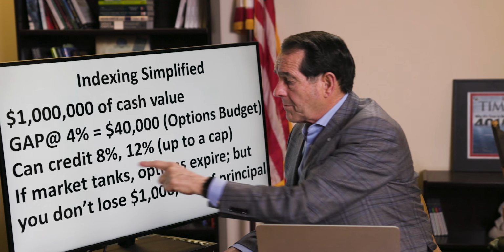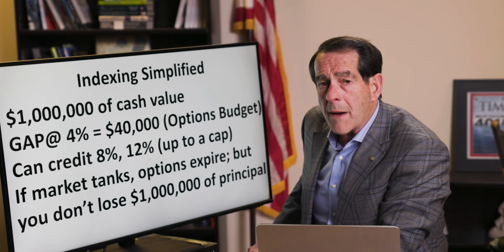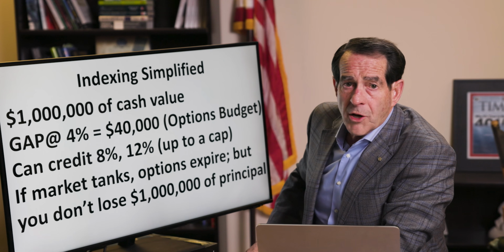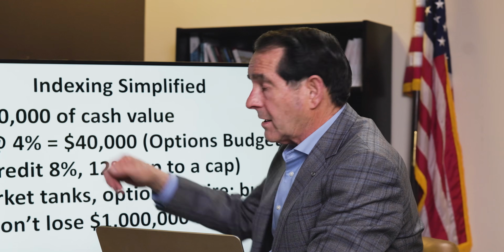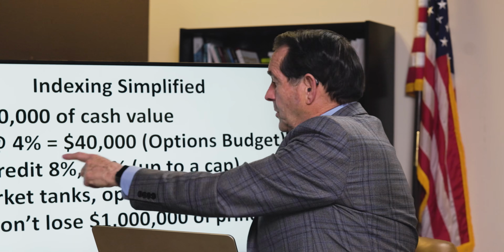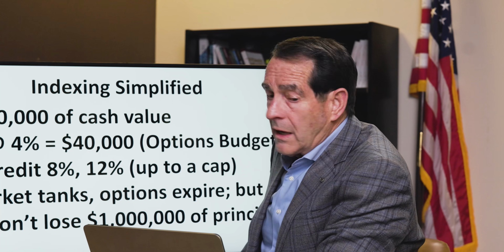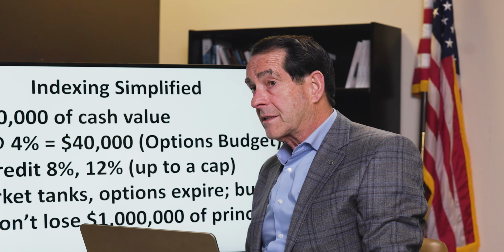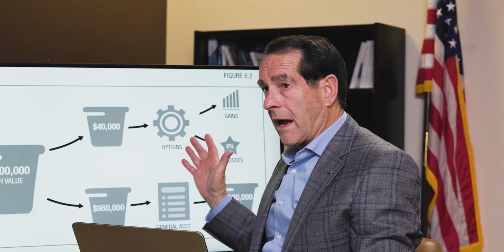But if I guess wrong and the market tanks, if the market crashes like it did in 2008, it drops 40%. My $1 million doesn't go down to $600,000 like people who have money in the market. I still have my $1 million. The options just expired worthless. I didn't make anything, but I didn't lose. How incredible is this? This is explained in my book with this diagram here.